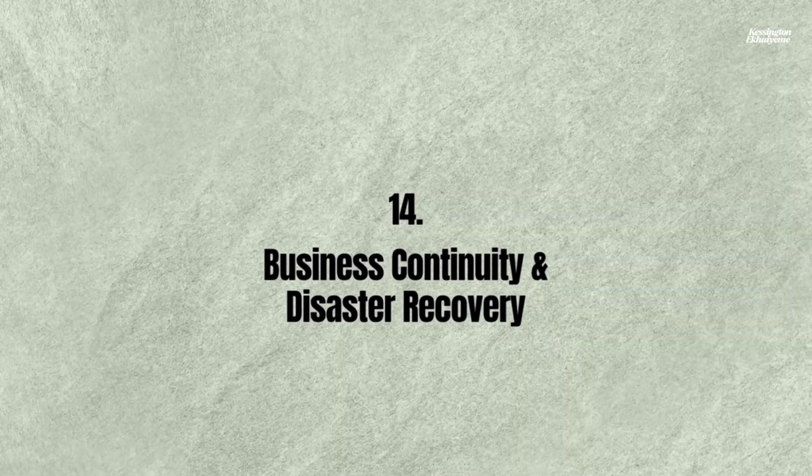Now let's move on to control number 14. Very important. Business continuity and disaster recovery. This is when you make plans to keep operations running during and after a cyber incident. Implementation for this is done by identifying critical business functions. Create recovery time objectives, your RTOs. You want to document alternative workflows. You want to test recovery procedures at least once a year.